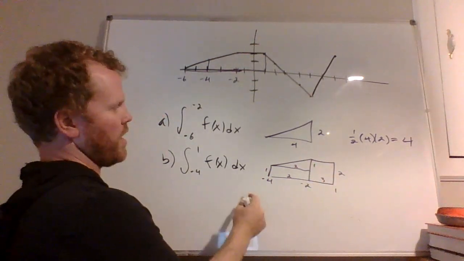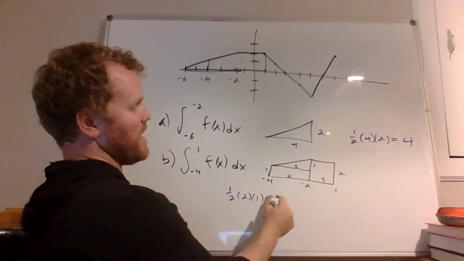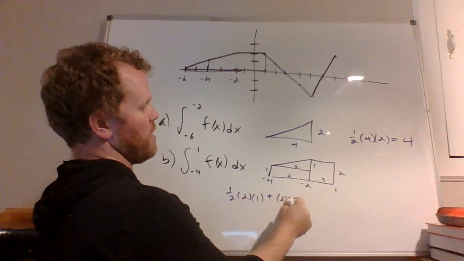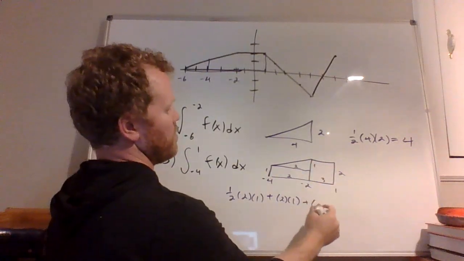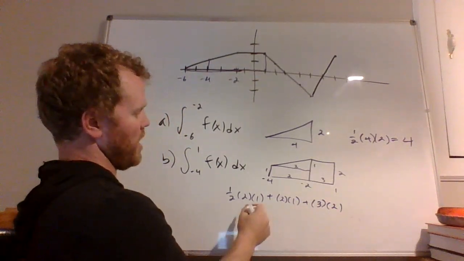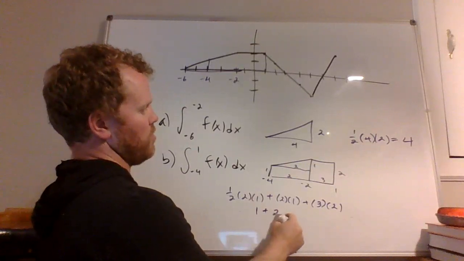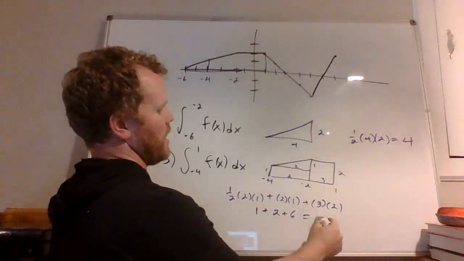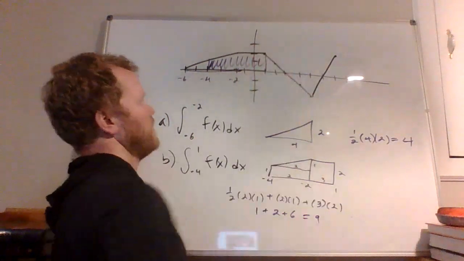So that top little triangle is half of 2 times 1. That skinnier, flatter rectangle is 2 times 1. And that big rectangle in the end is 3 times 2, so that's just 6. So you should wind up getting half of 2 times 1 is 1. That's 2. That's 6. You should get 9 here. All of this area is 9.